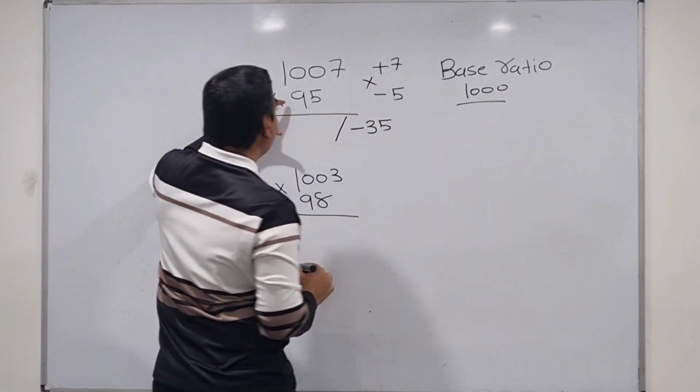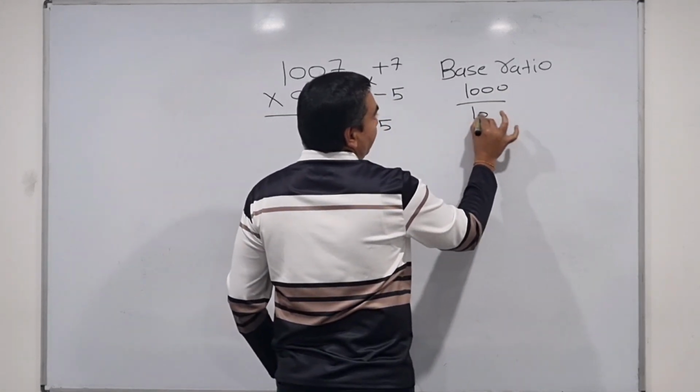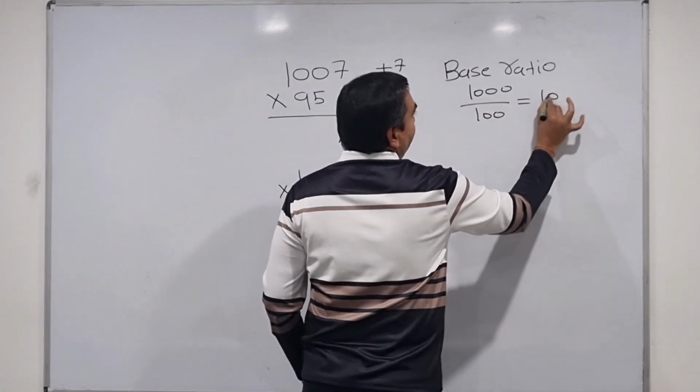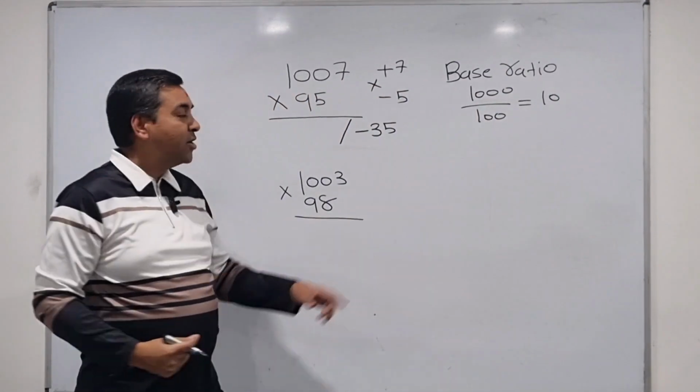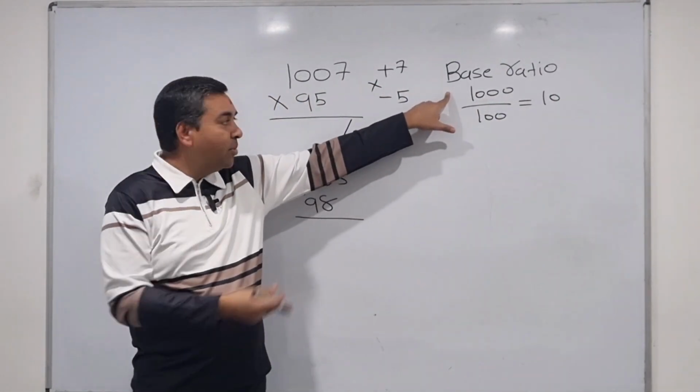What is my smaller base? 100. So I'm going to divide that. What do I get? 10. Again, I'm showing it to you as such, so you can see all the process.